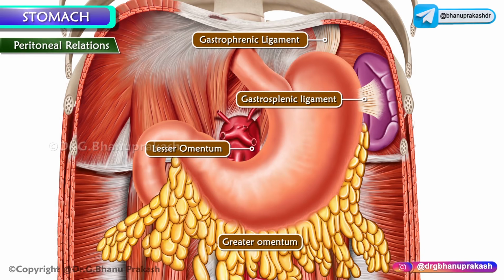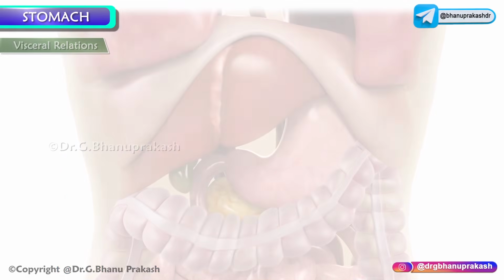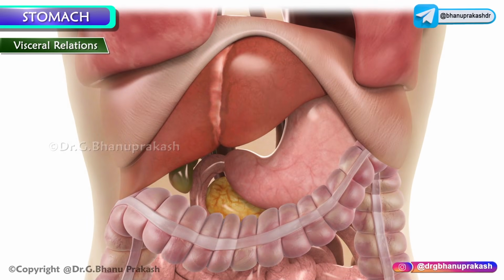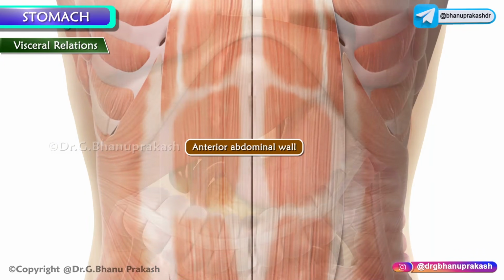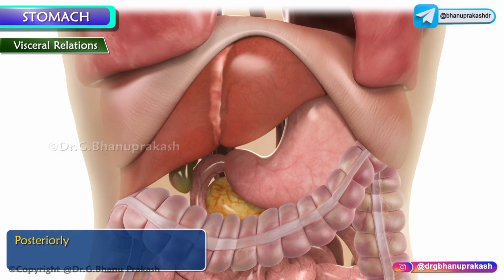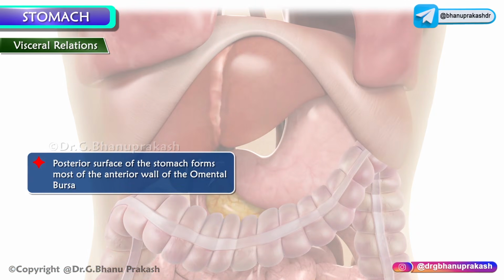After knowing the peritoneal relations, let us concentrate on the visceral relations. So anteriorly, the stomach is related to the diaphragm, the left lobe of the liver, transverse colon, and anterior abdominal wall. And posteriorly, the stomach is related to the omental bursa as well as the pancreas. So the posterior surface of the stomach forms most of the anterior wall of the omental bursa.